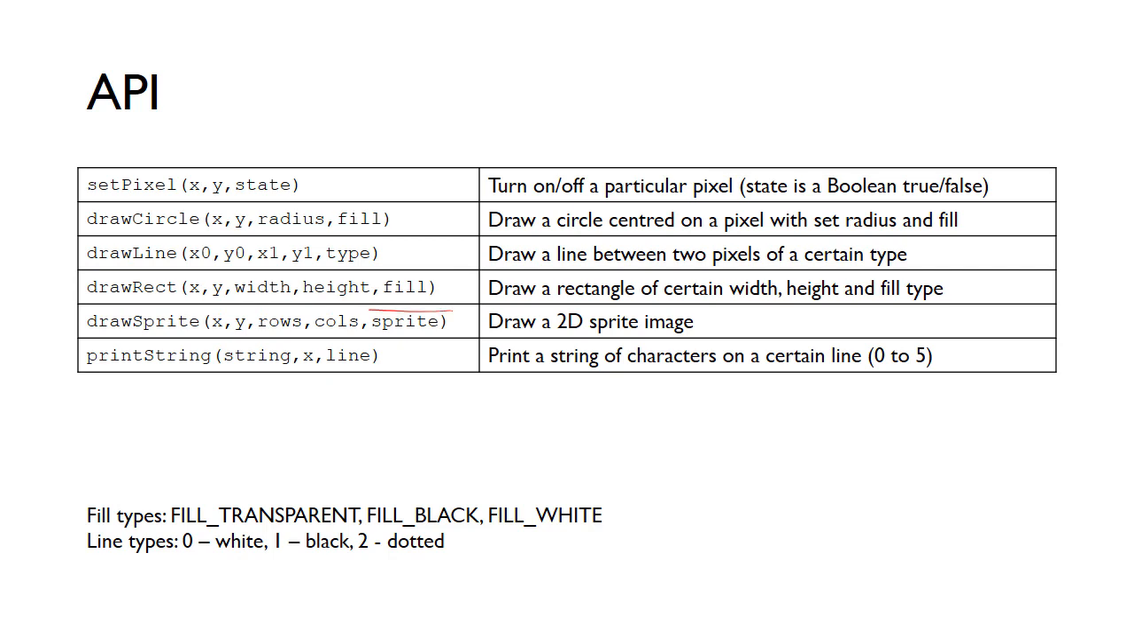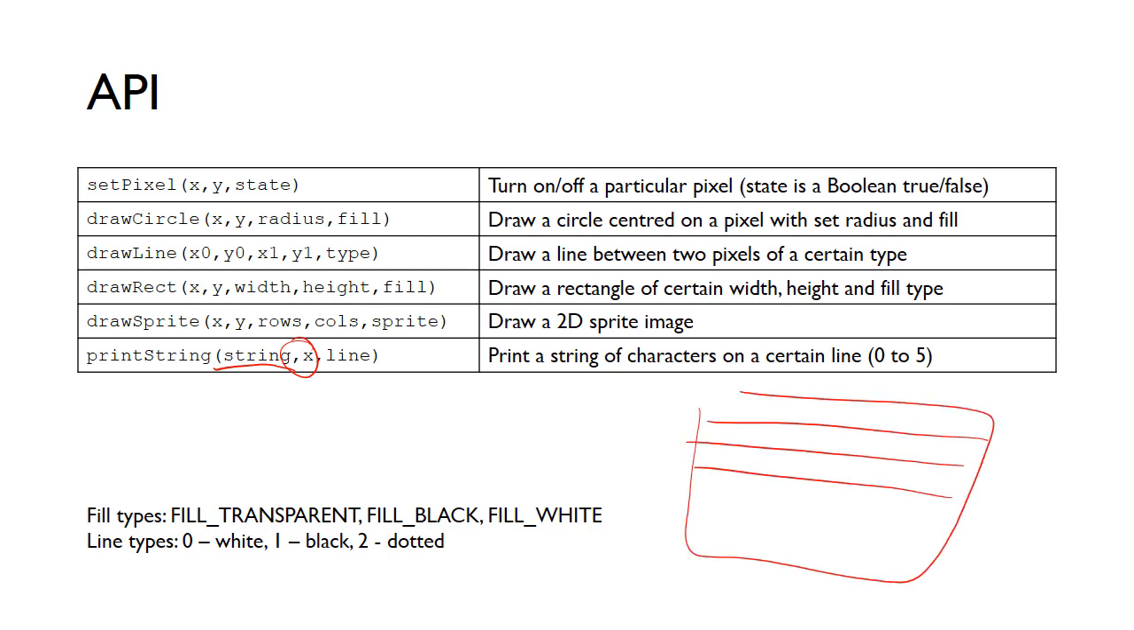You can also draw a sprite. This is a 2D image. So you give the position of the sprite, how many rows and columns there are, and then the sprite data itself. And you can also print strings. So you tell it what string you want to print, the starting X point of the string, and then which line, because on the LCD there are actually 6. It ends up being equivalent to 6 lines. So you can get it to print hello world on line 1, for example.